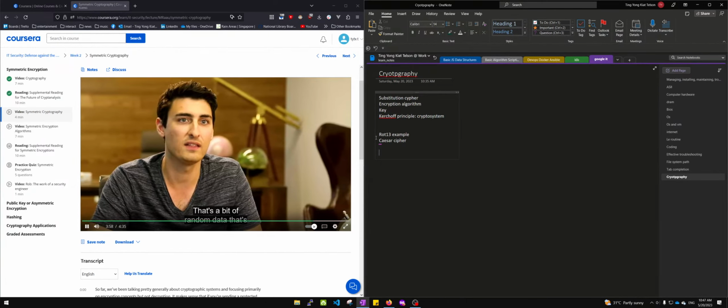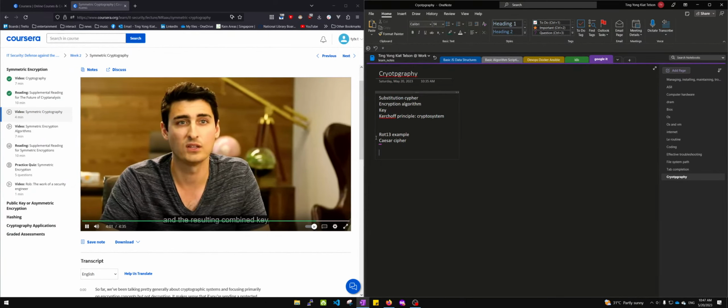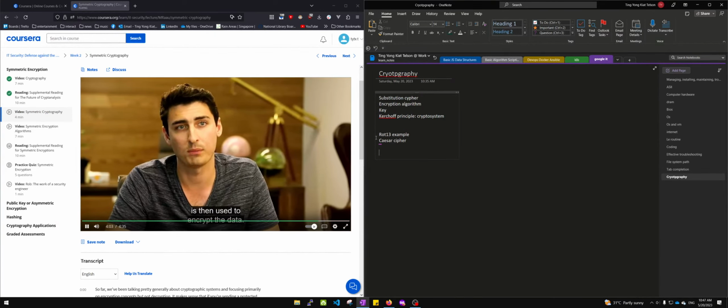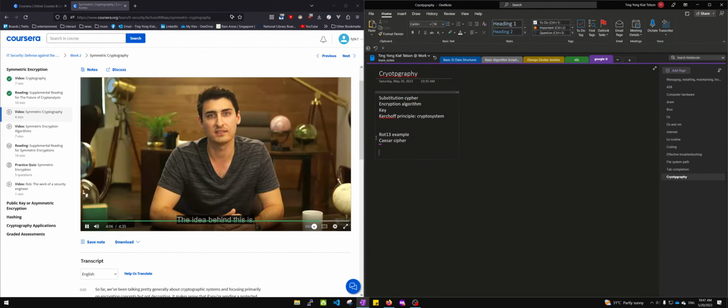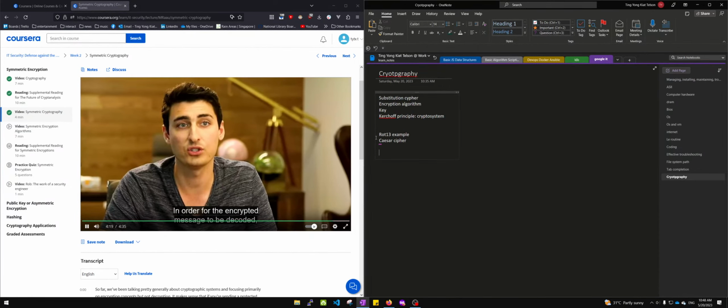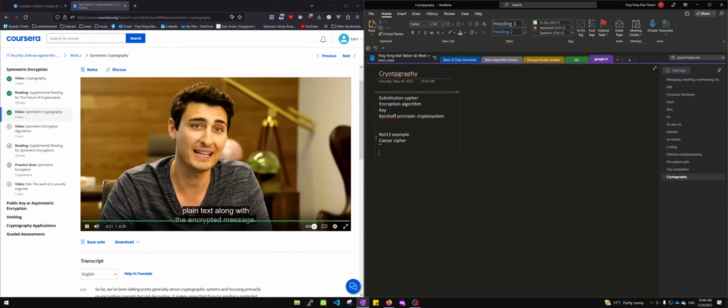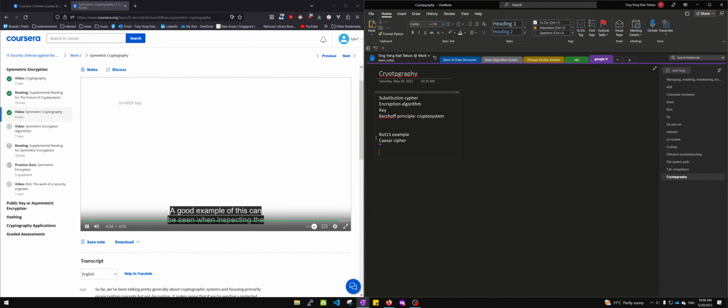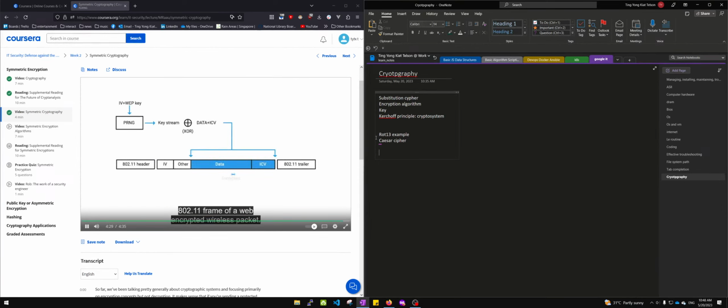That's a bit of random data that's integrated into the encryption key, and the resulting combined key is then used to encrypt the data. The idea behind this is if you have one shared master key, then generate a one-time encryption key. That encryption key is used only once by generating a new key using the master one and the IV. In order for the encrypted message to be decoded, the IV must be sent in plain text along with the encrypted message. A good example of this can be seen when inspecting the 802.11 frame of a WEP encrypted wireless packet. The IV is included in plain text right before the encrypted data payload.